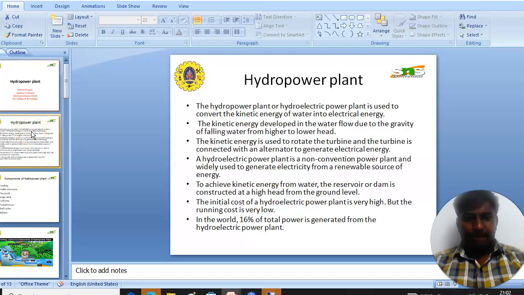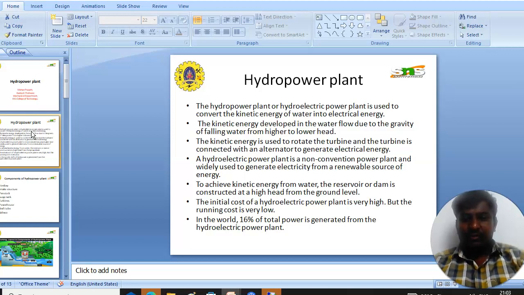What is a hydropower plant? A hydropower plant, or hydroelectric power plant, is used to convert the kinetic energy of water into electrical energy. The kinetic energy is developed in the water flow due to the gravity of the falling water from the higher to lower end. The kinetic energy is used to rotate the turbine, and the turbine is connected to the generator, which produces the electric energy.